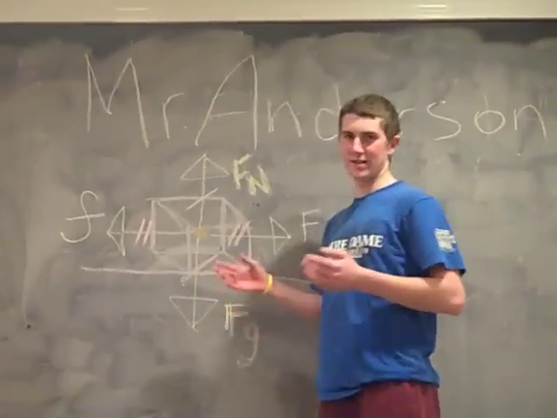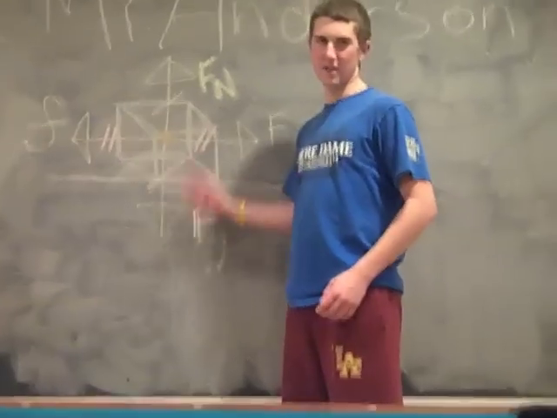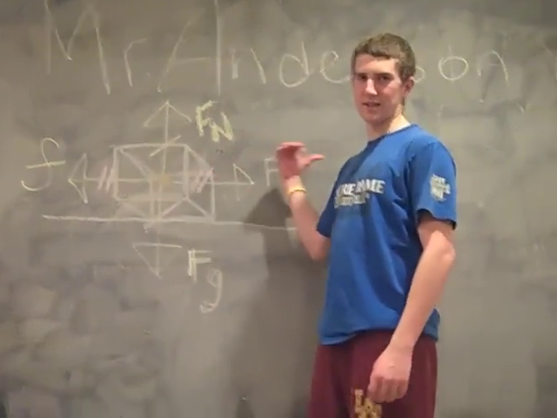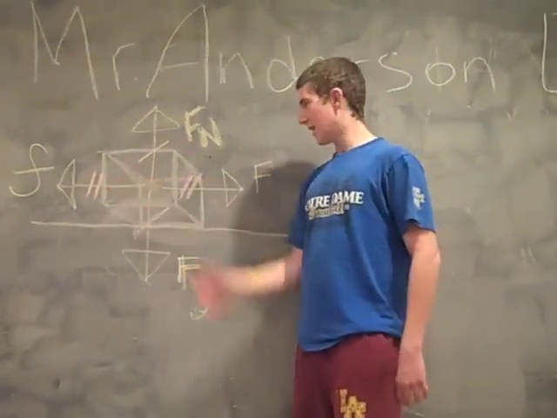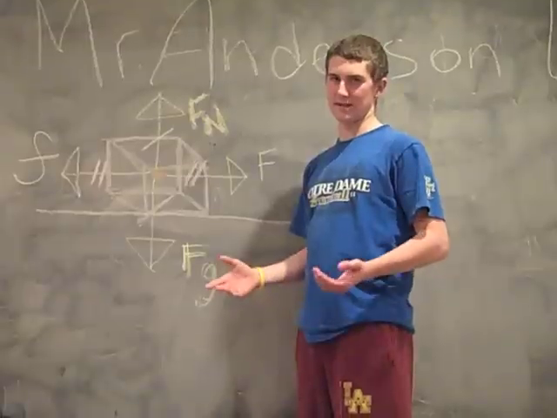Here, I drew a box, not moving. The normal force pushes up on the box, while the force of gravity pushes down on the box, and it's also called the weight. The tension pulls it in this direction or that direction, and the friction pulls it in the opposite direction of the tension, which is why the box is not moving.